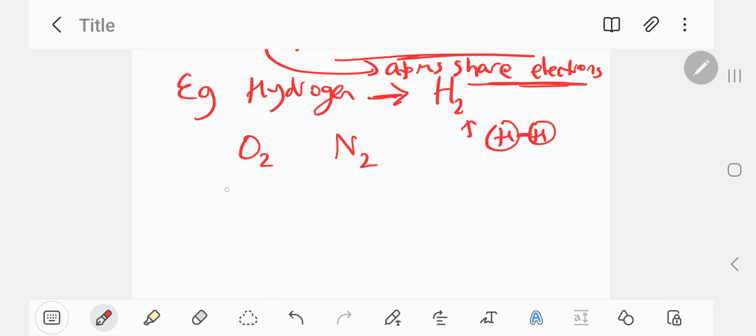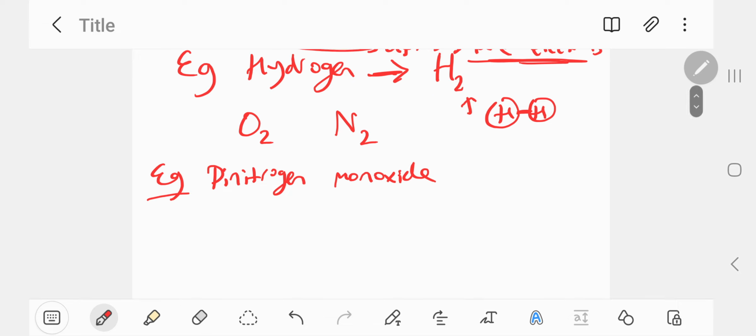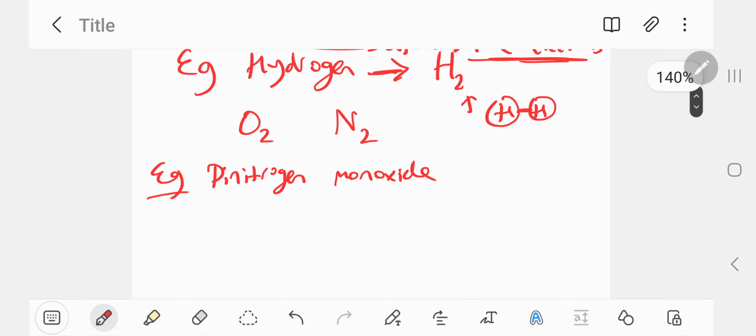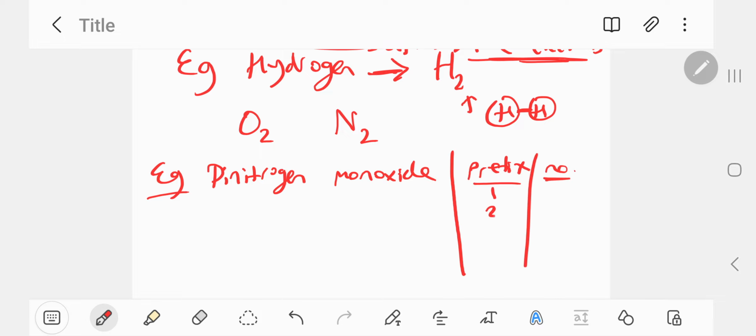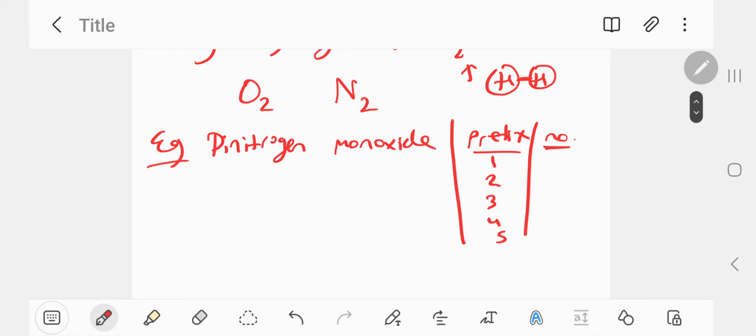Suppose we need to write the chemical formula for a compound. Let's suppose I give you dinitrogen monoxide. How would you do this? Well, prefixes. You need to know the prefixes for numbers, 1, 2, 3, 4, 5.